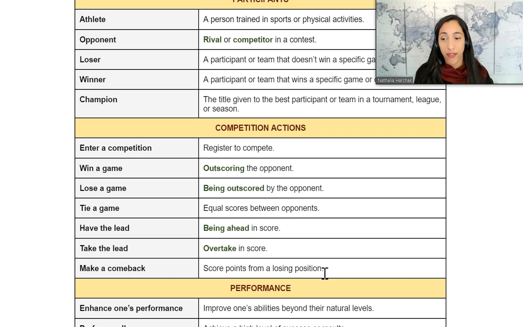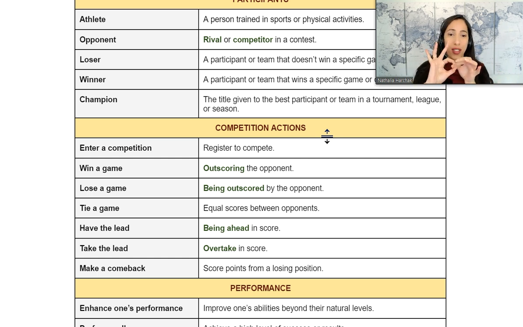And then we have some verbs, some competition actions. Listen, enter a competition. It means to register to compete, okay, to become an official competitor. To win a game means to outscore the opponent. So outscore means to have more points than the opponent. Lose a game means to be outscored. So you can also be outscored by the opponent and then you lose.